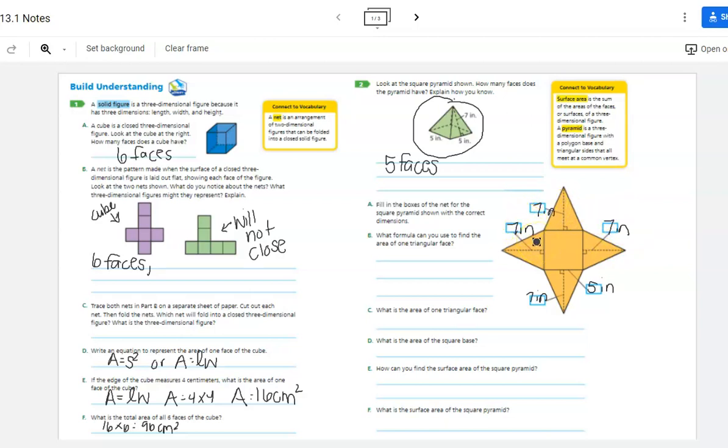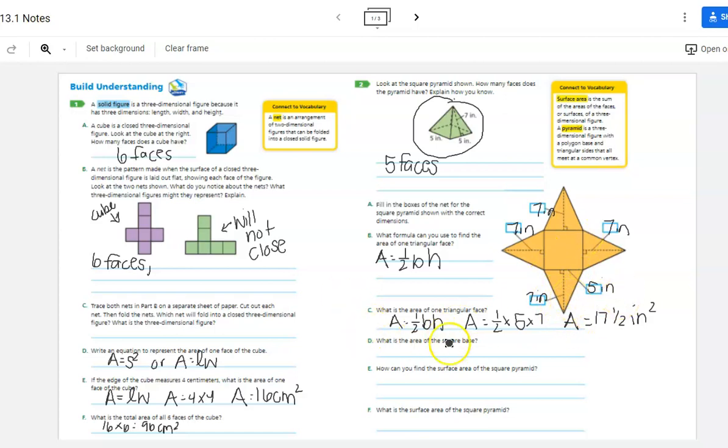What formula can you use to find the area of a triangular face? The formula for area of a triangle is A equals 1/2 base times height. What is the area of one triangular face? So our formula is A equals 1/2 base times height. Now I'm going to plug it in. I have 1/2 times 5 times 7. When I put this into my calculator, I get 17.5 inches squared. So that is the area of one triangle.